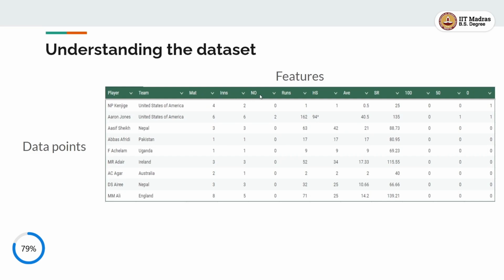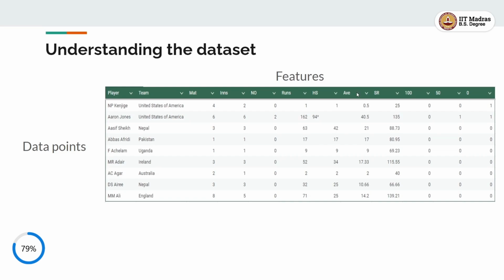Not out stands for the number of matches where the player has finished an innings without getting out. Runs stands for the total amount of runs that the player has scored in all the innings that he has played. HS stands for high score, which indicates the highest amount of runs a player has got in a particular innings. Then comes average. So average can roughly be translated to the expected amount of runs a player will score in an innings before he gets out.